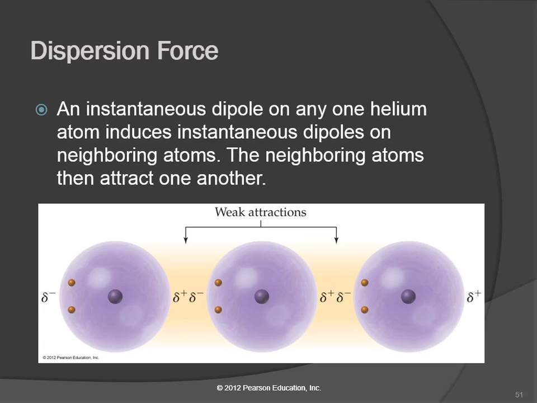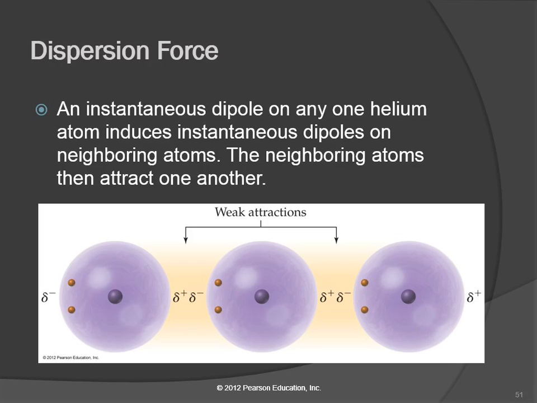Well, if this happens in one atom, we've got a negative here and a little bit of a positive here. This positive is going to attract the electrons in a helium atom that's nearby. And it's going to induce a similar situation in the next one. This one, having a negative here and a positive here, this positive is going to attract the electrons of another one. And we've got this weak attraction between this partial positive and partial negative charge.